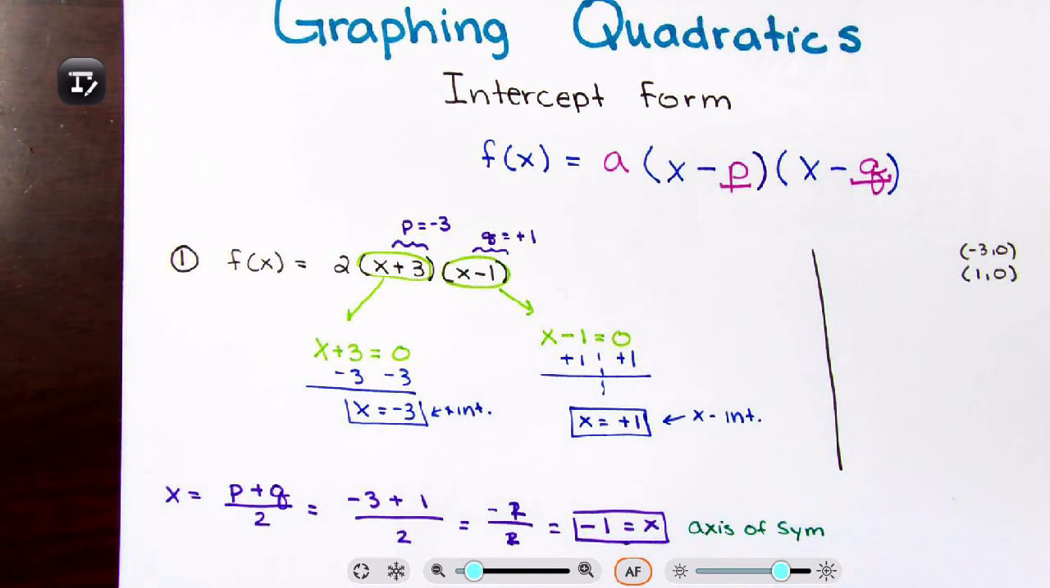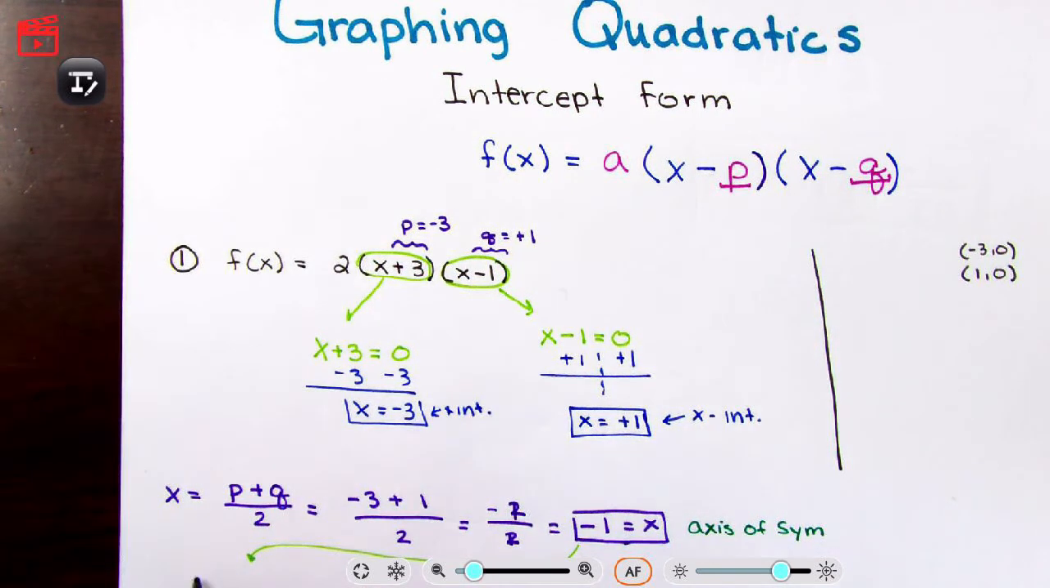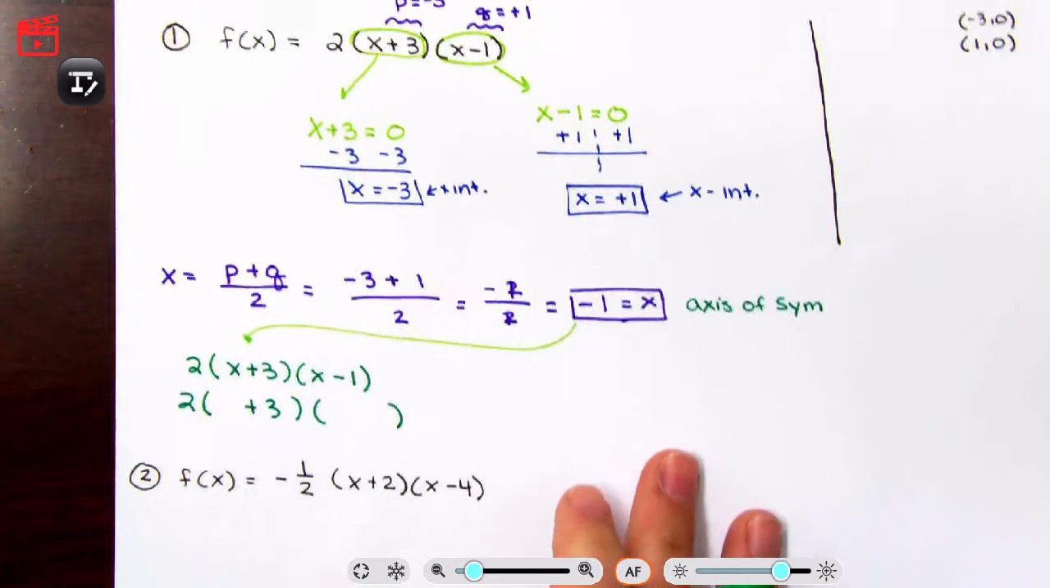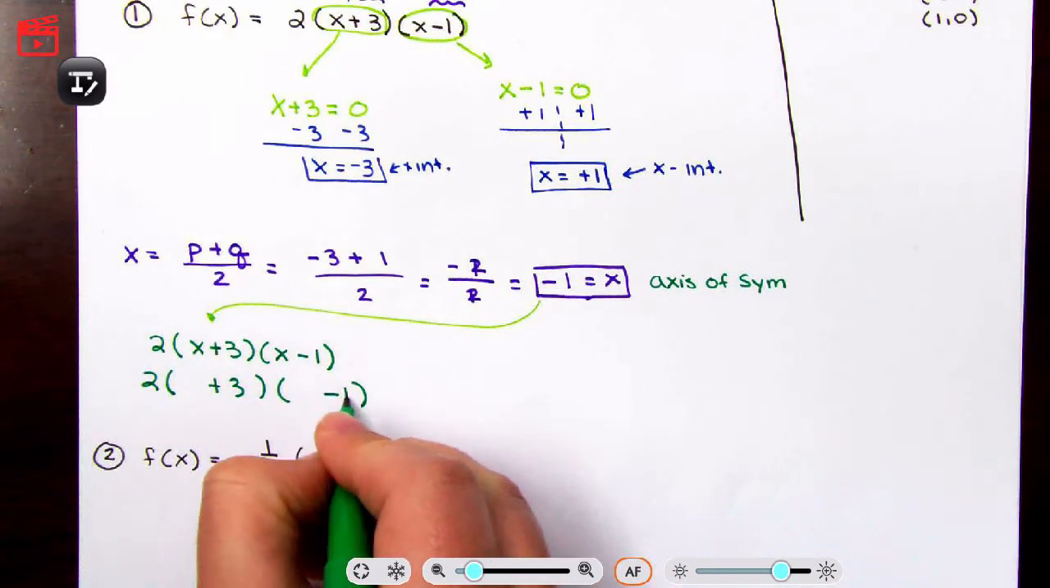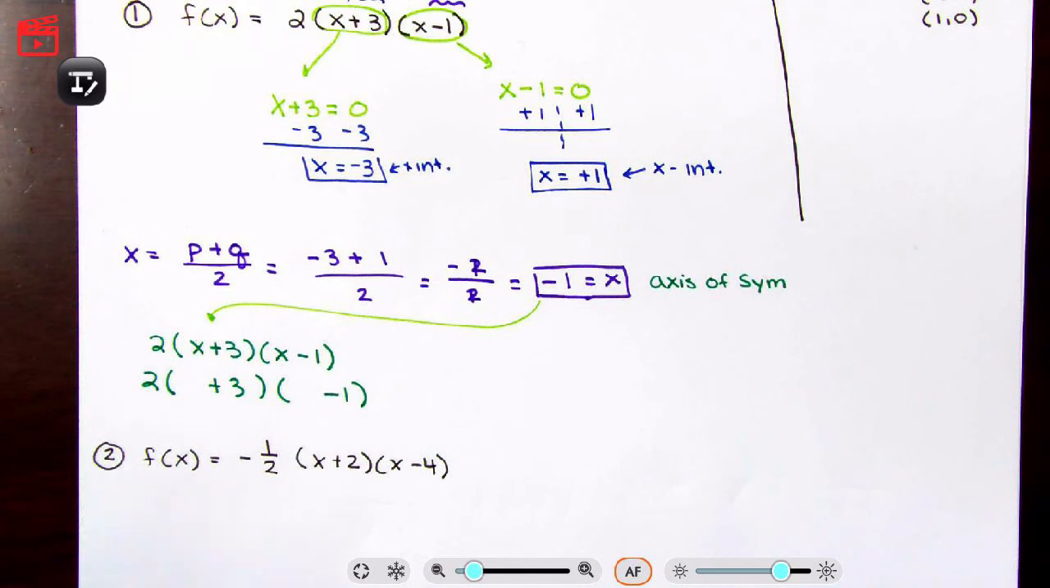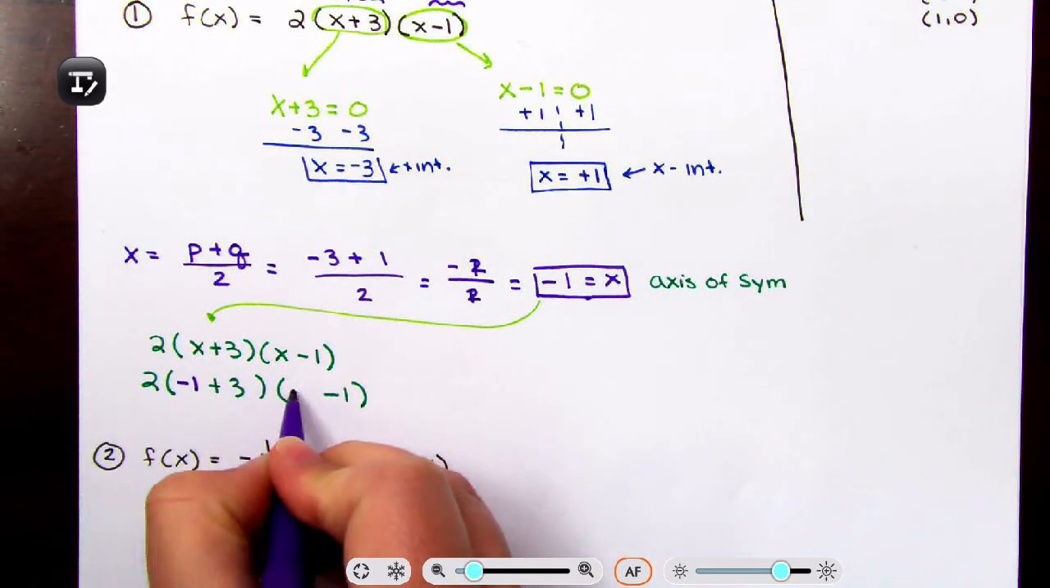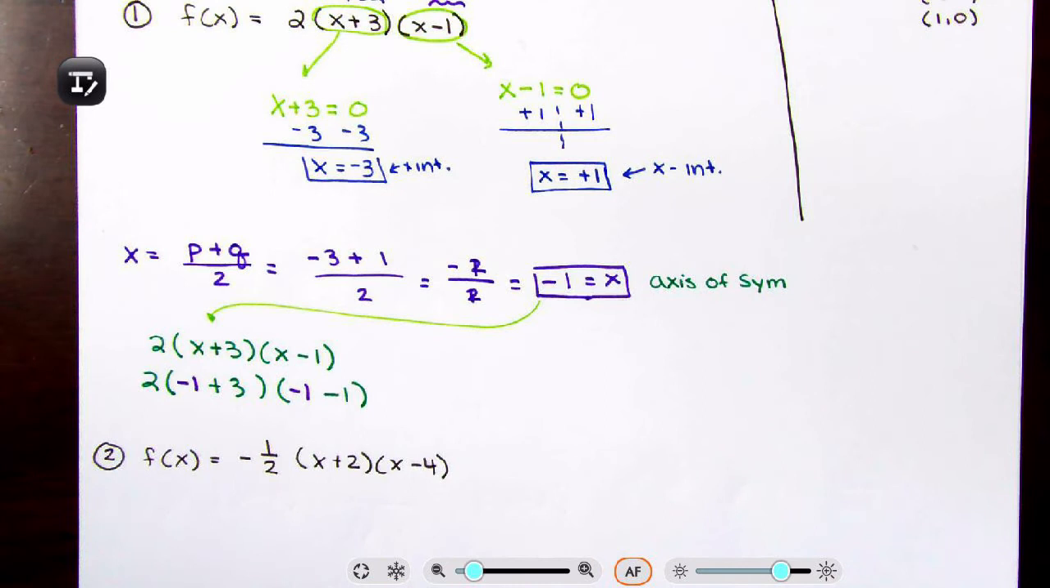Step number 3 is to find the vertex point. To find the vertex point, we are using this axis of symmetry x value in our original equation. So our original equation is 2 times (x plus 3) times (x minus 1). So in place of x, I'm going to write the x value that we have solved for the axis of symmetry. In this case, our x value was a -1. So I have -1 plus 3 and -1 minus 1. And we're going to continue solving that.